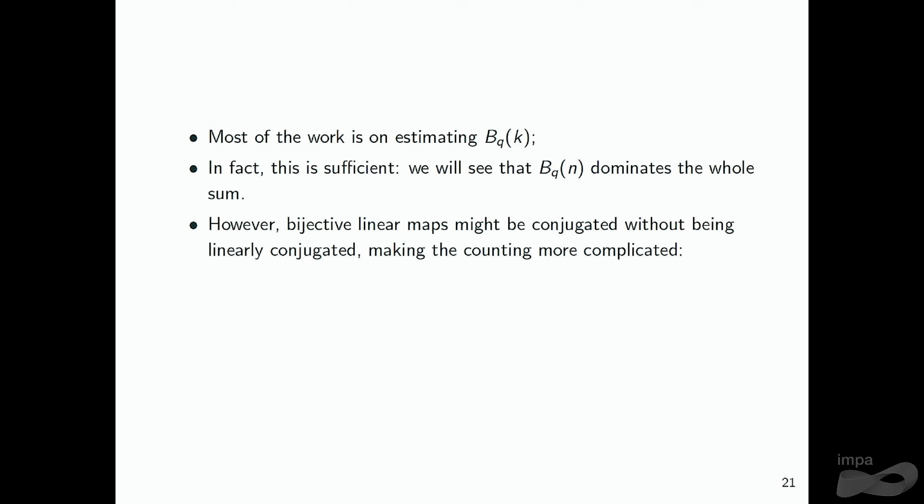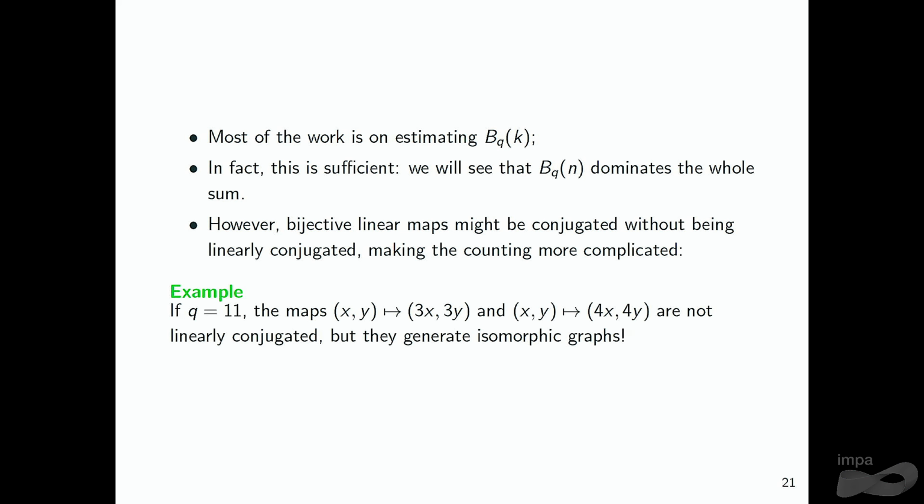But the problem with bijective linear maps is that they are more complicated. In fact, for nilpotent maps, the trees will have a very nice structure, and we just have to look at the size of the Jordan blocks appearing. But for bijective linear maps, things are more complicated, because we don't have this result, right? So we might have two bijective linear maps conjugated by a function, but not necessarily by a linear function, right?